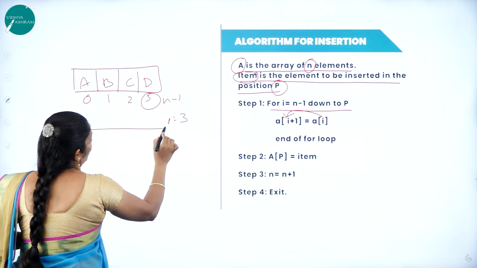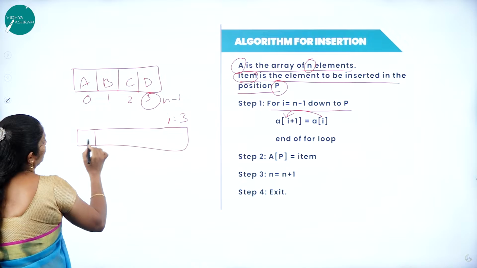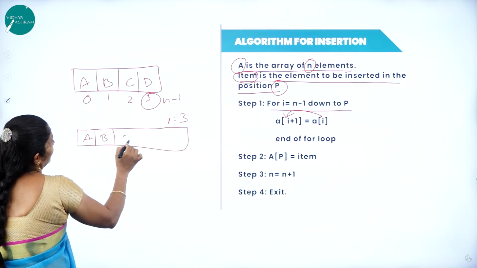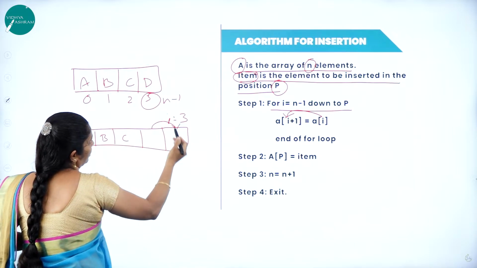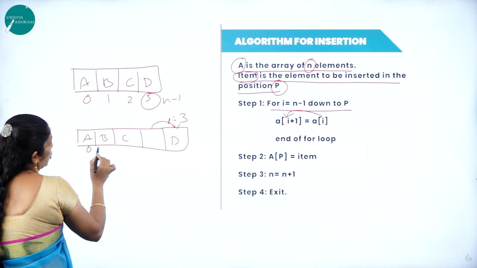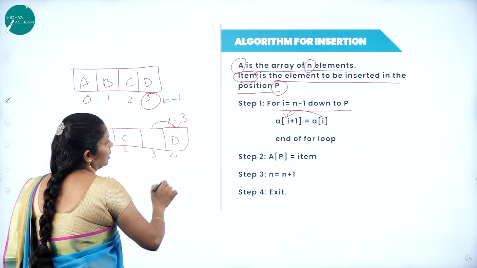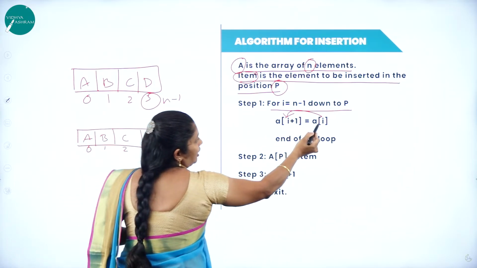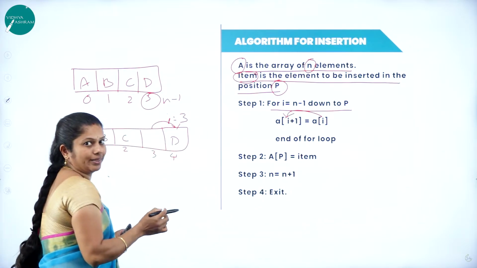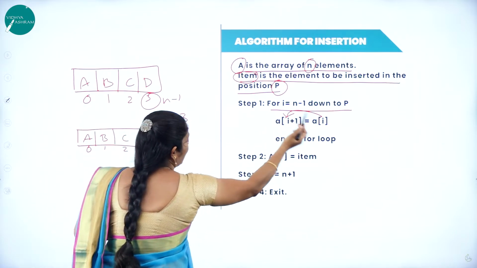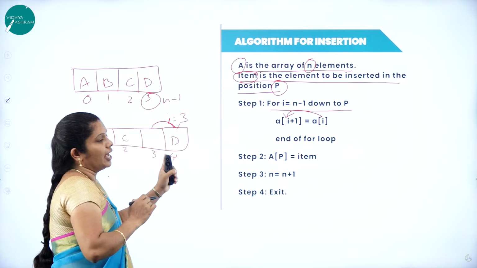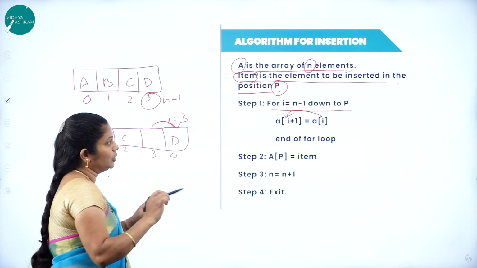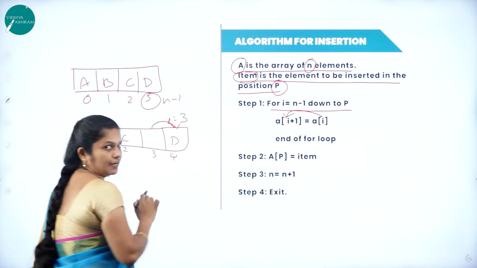In the first phase, what are we doing? We shift A, B, then C. Now whatever value is in D, that we shift to the next position, 0, 1, 2, 3, 4. That is the step written here. A of I represents the last one, n minus 1. That n minus 1 we shift to a higher order position, that is A of I plus 1. To that place we shift.